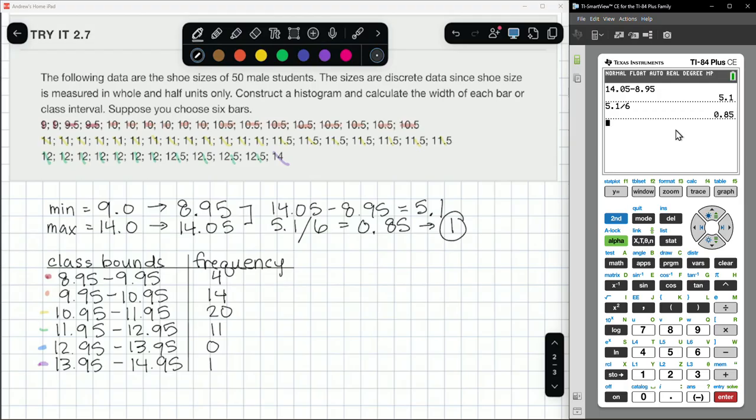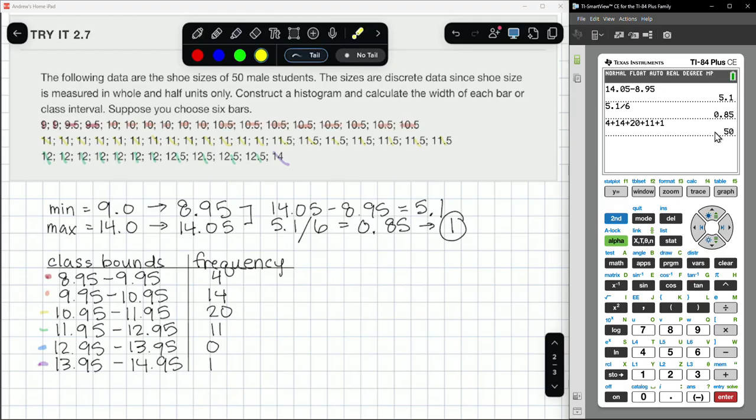A quick way to check that I filled out this column correctly is I was told there should be 50 students in my table. So I'm going to do a quick addition and make sure that I counted correctly. And I get 50, so I did. I am a happy camper.